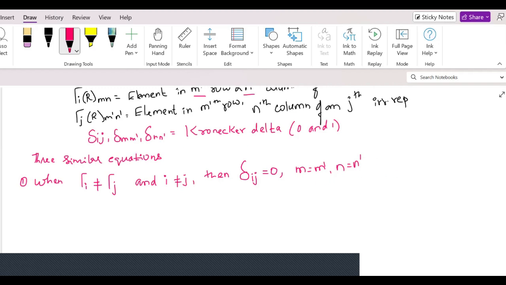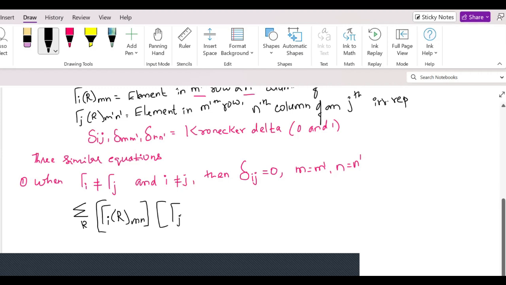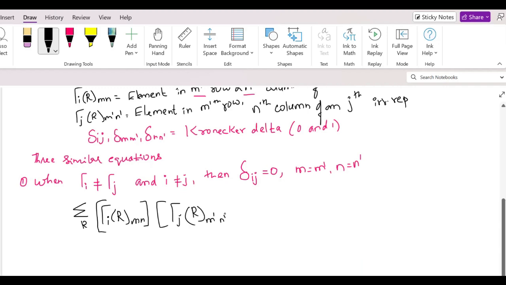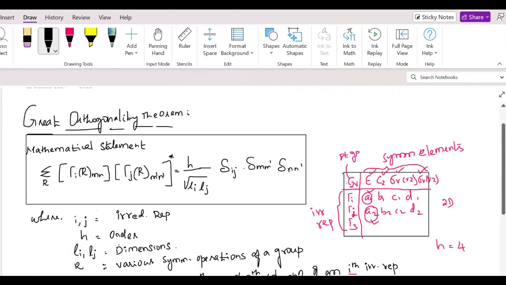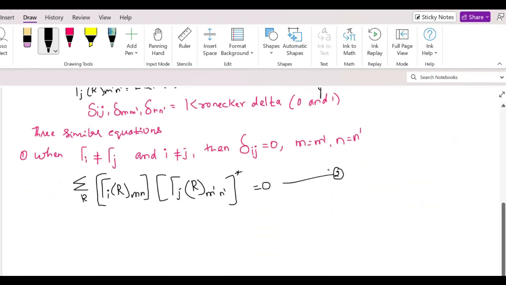So here the relation can be given in this way, that is the equation out of the theorem, it can be represented like this. Summation over R, it is the product of irreducible representation I, R, M, N, then irreducible representation J, Jth irreducible representation, the element M dash, N dash, star will be equivalent to what? 0. So what do you mean by this one? Let it be the second relation, and the above one, let us number that to be the first relation here. Okay. So the second relation.